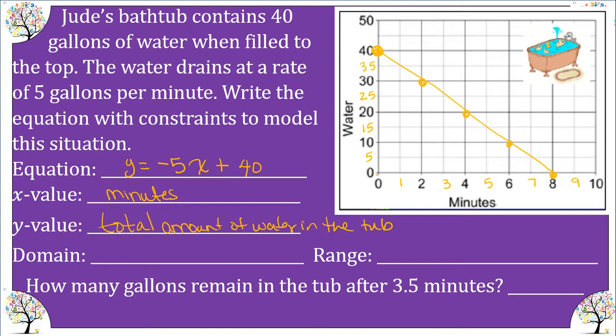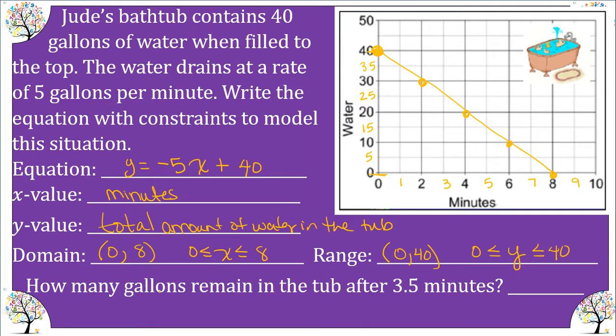The domain, our X values, is minutes. So the least amount of minutes it's going to be draining is 0. And then it's going to drain until 8 minutes, and then there's nothing in there. So we can write this both ways. Range is how much water is in the tub, but I'm going to write it numerically. So it's going to be from 0 up to 40. This is my range from 0 to 40. And we can write that as an inequality as well.